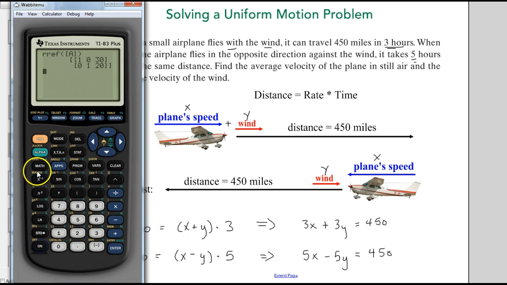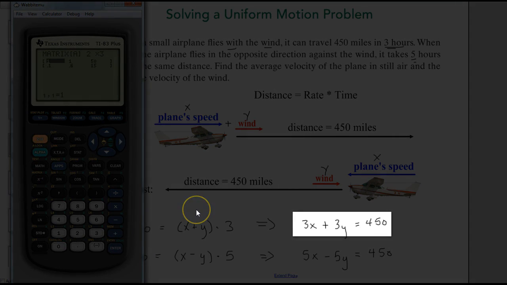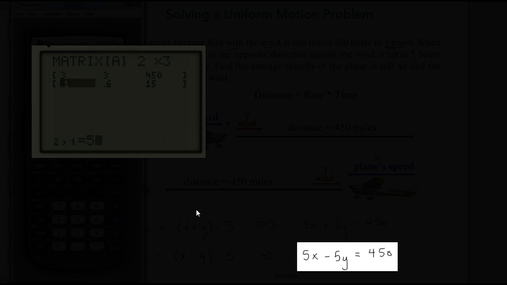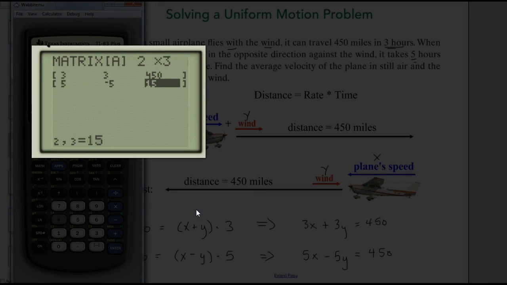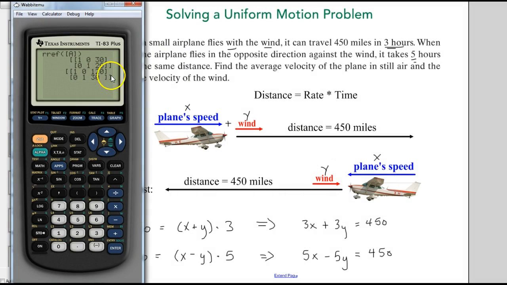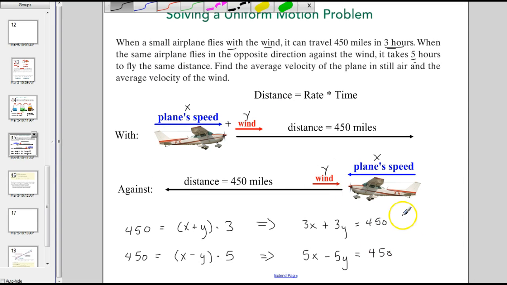So last thing I did was REF. Keep that in mind. Go into the matrix, edit this 2 by 3. So 3, 3, 450, 5, negative 5, 450. And remember, because the last thing I did was REF, I can just hit enter, and there's the two numbers. So that's telling me x equals 120, y equals 30. And remember, x is the plane speed, and that's 120 miles per hour. Y is the wind speed, and that's also miles per hour.